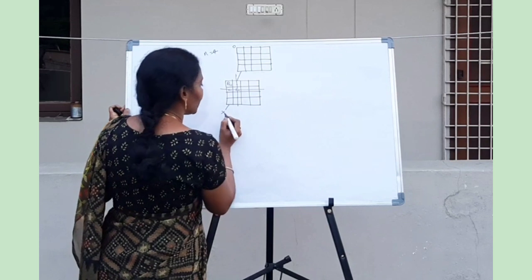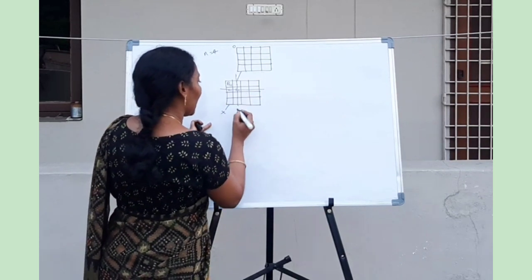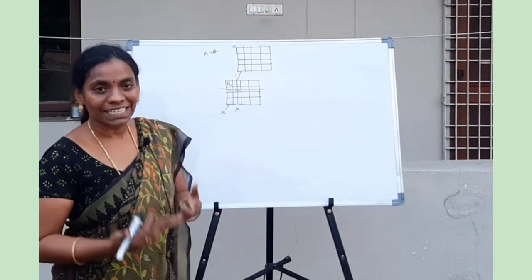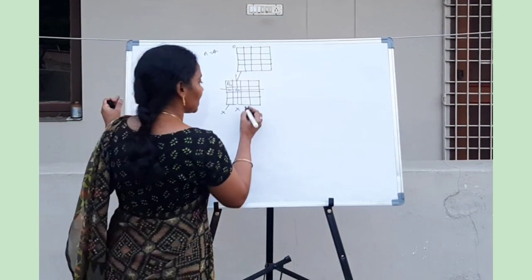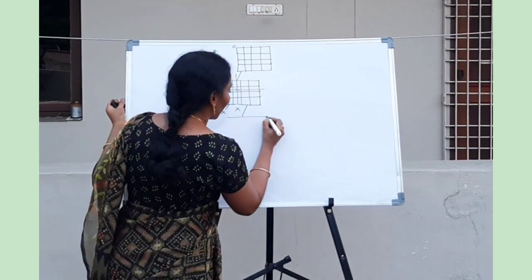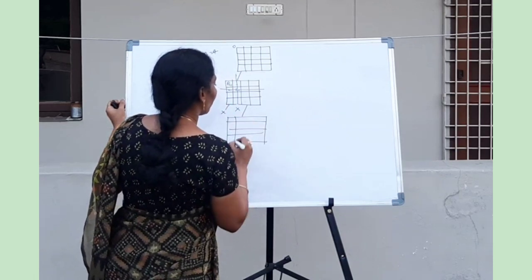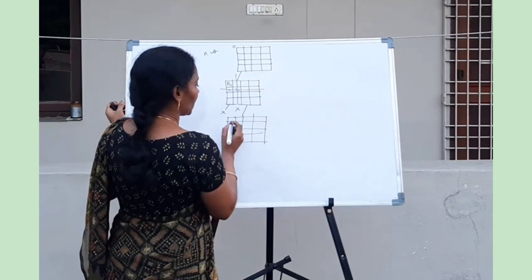So I cannot place my second queen here, and I cannot place here. So now what will be the possibility for placing my second queen? I can place here. So I will take an n by n chessboard, that is a 4 by 4 chessboard.